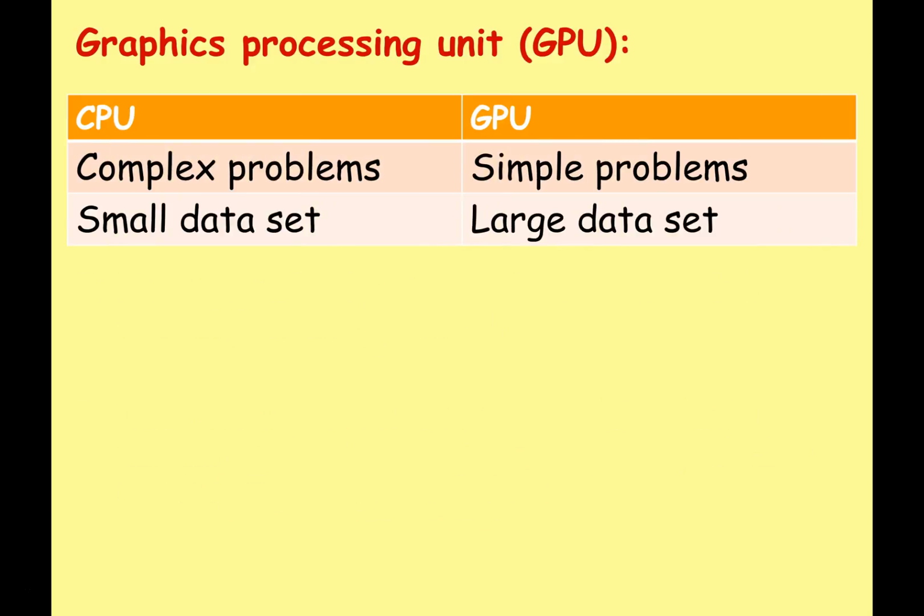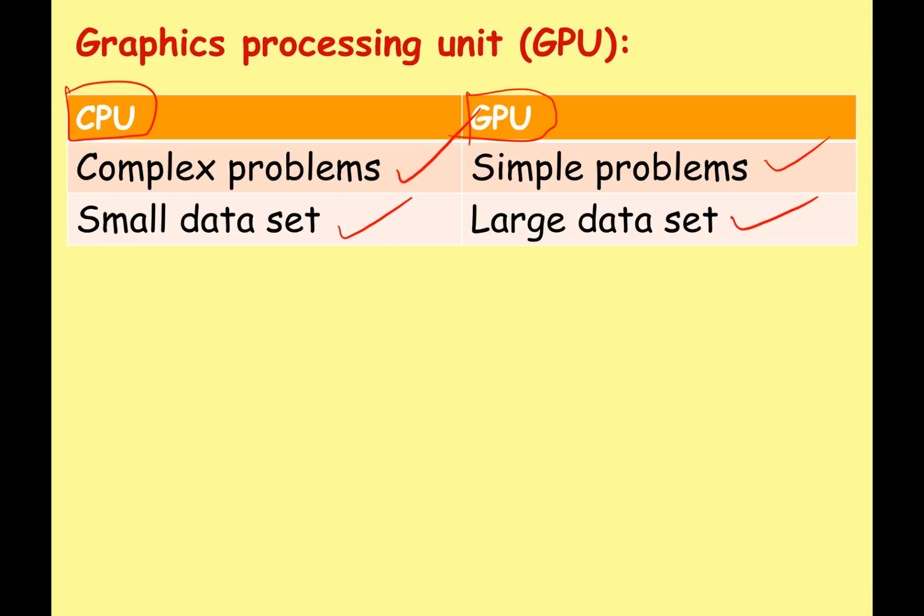Sometimes students get a little confused between CPUs and GPUs and why we have two different systems. So in brief, your central processing unit, or CPU, is very good at dealing with complex problems that involve small data sets, whereas a GPU is very good at performing simple problems, but on very large data sets. So they kind of work in conjunction because they're just better at different things.